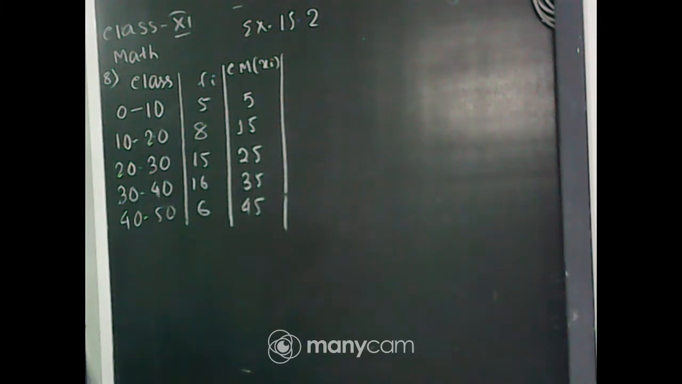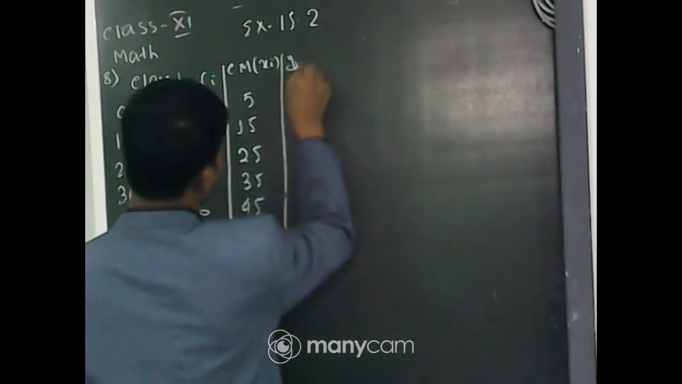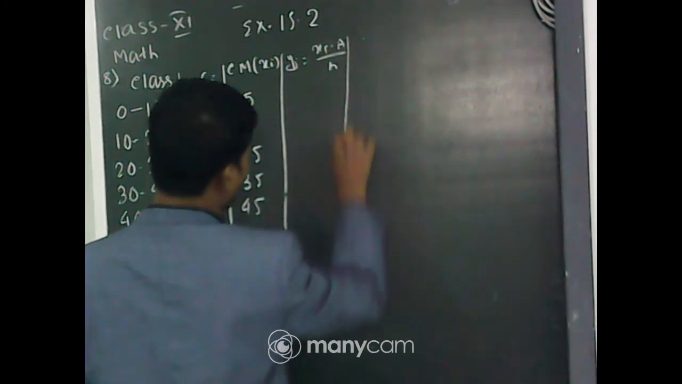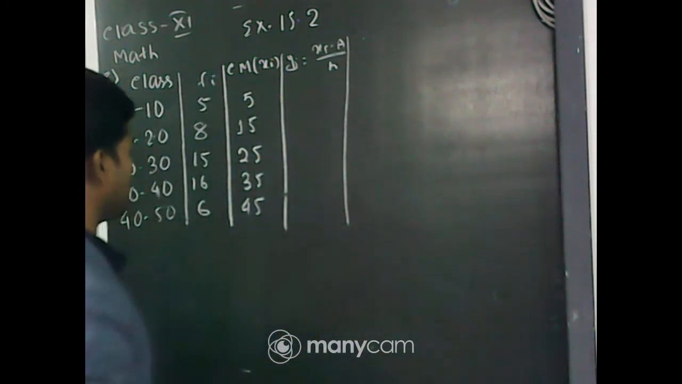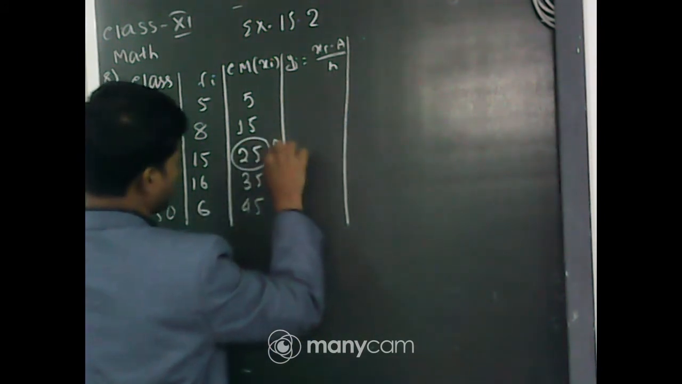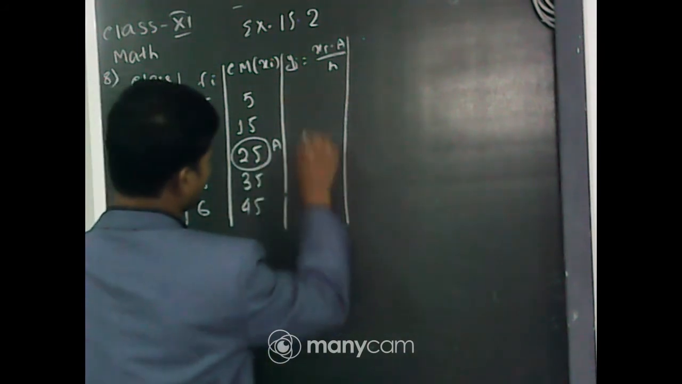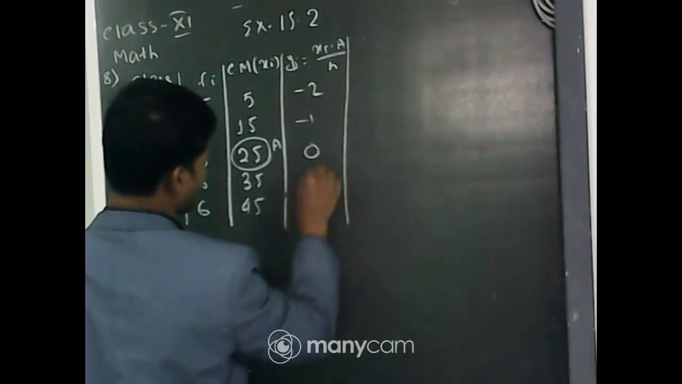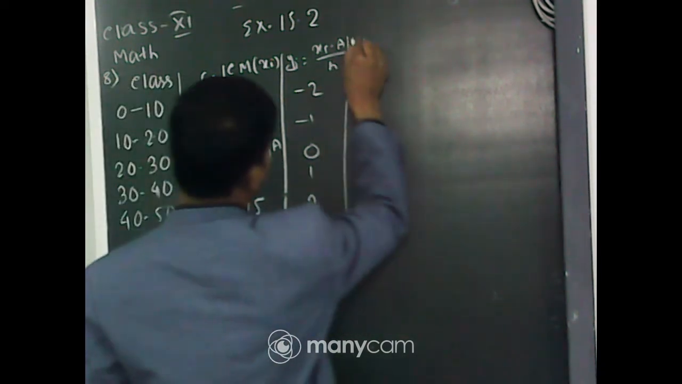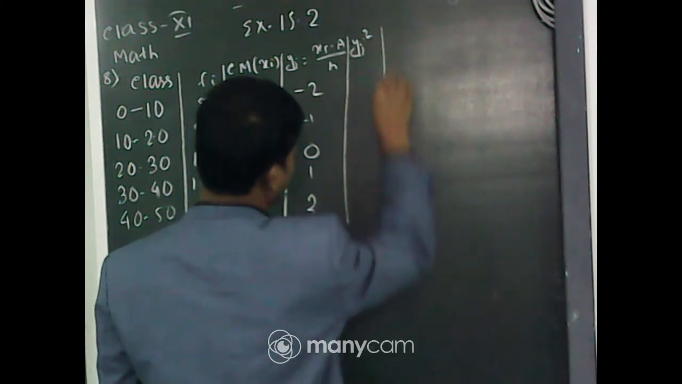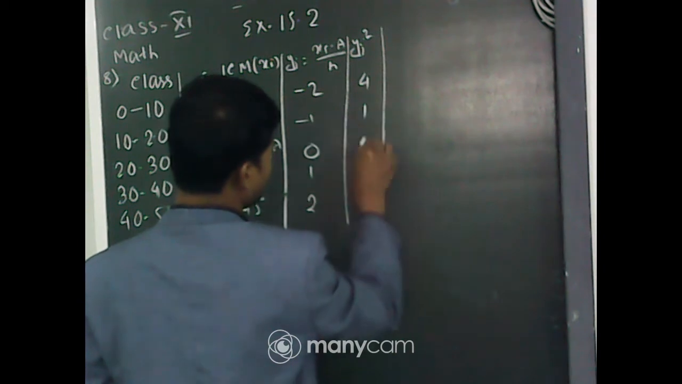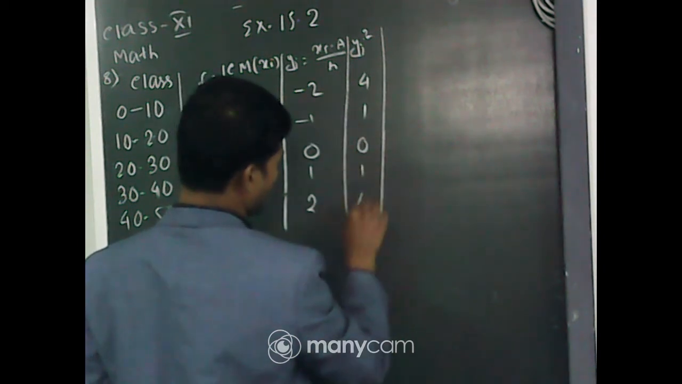Class mark is known. Now we will find yi. What is yi? yi is (xi minus a) by h. We assume a is 25. So yi will be minus 2, minus 1, 0, 1 and 2. Now find yi square: 4, 1, 0, 1 and 4.